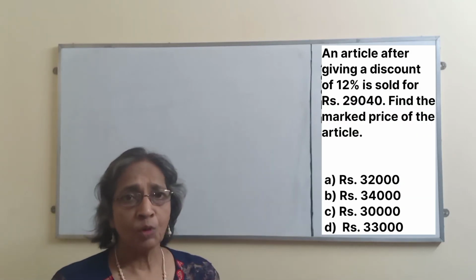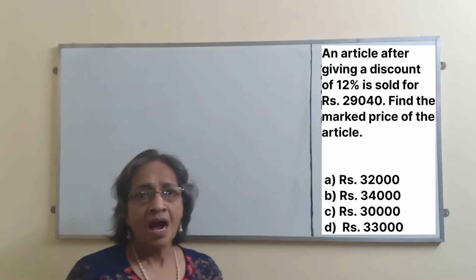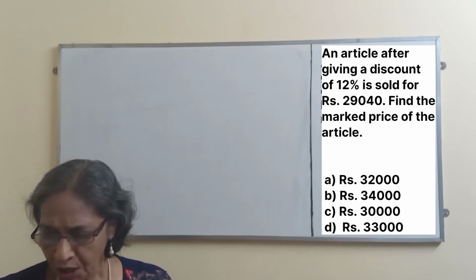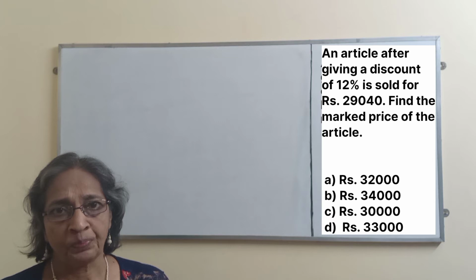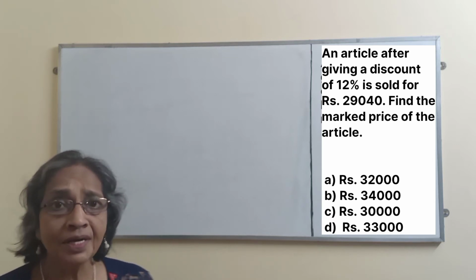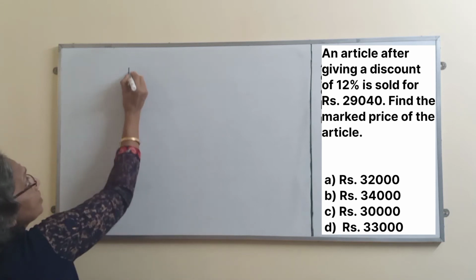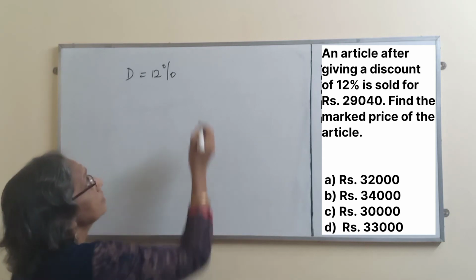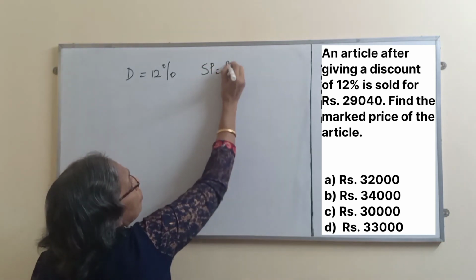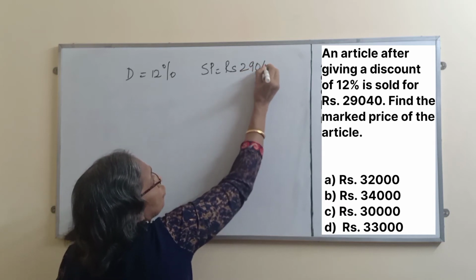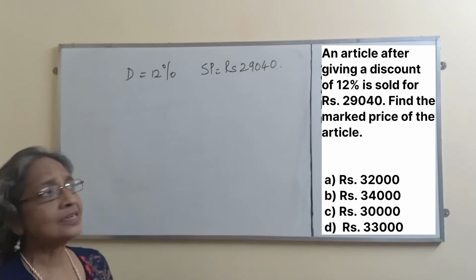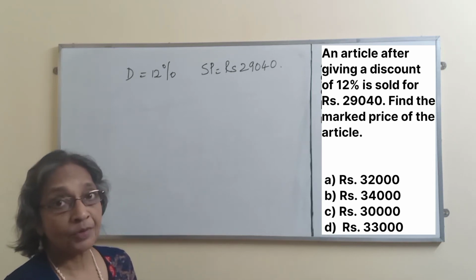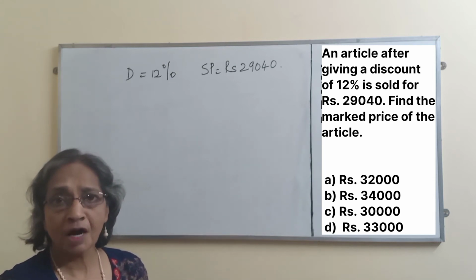Our next sum is on the board. An article, after giving a discount of 12%, is sold for 29,040. So now, what are we given? Not the marked price, but we are given that the discount is 12% and the shopkeeper has sold it for 29,040. Earlier sum we were given the marked price and we found the selling price. Now we are given the selling price and your question is to find the marked price.